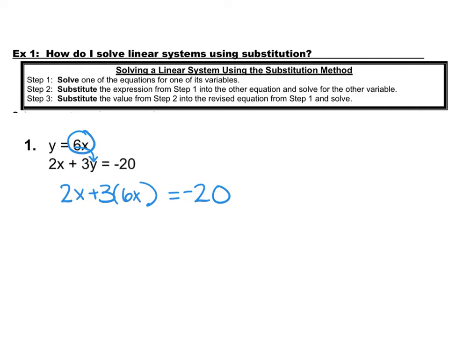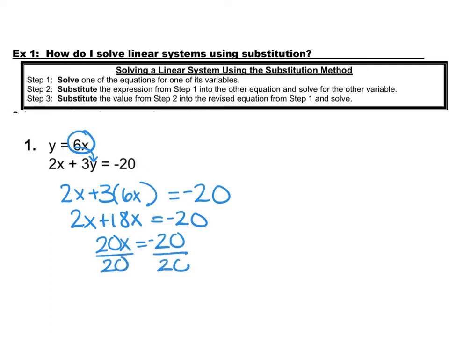So now what I need to do is simplify everything and then solve. So I have 2x plus 18x is equal to negative 20. 2x plus 18x is 20x is equal to negative 20. And now I just need to continue solving for that x. And x here is equal to negative 1.